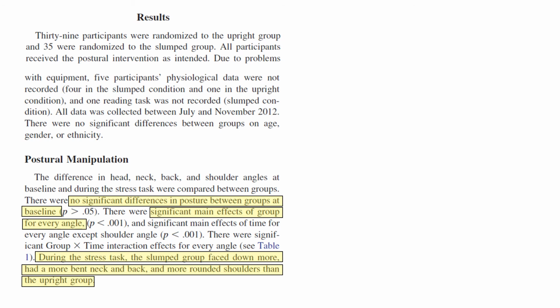No significant differences at baseline means that all participants had a similar posture before the manipulation. Significant main effects for groups means that the upright group did have a different posture than the slumped group. So that indicates they did change how participants were sitting, and the ones in the slumped group were sitting differently than the ones in the upright group. The last sentence tells us that the differences between groups increased during the stress task.